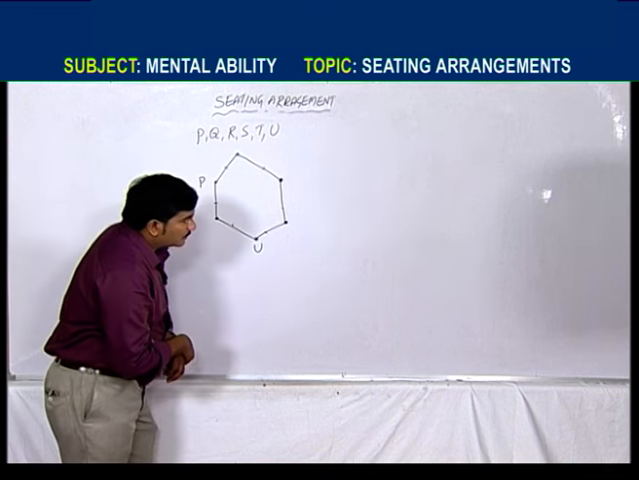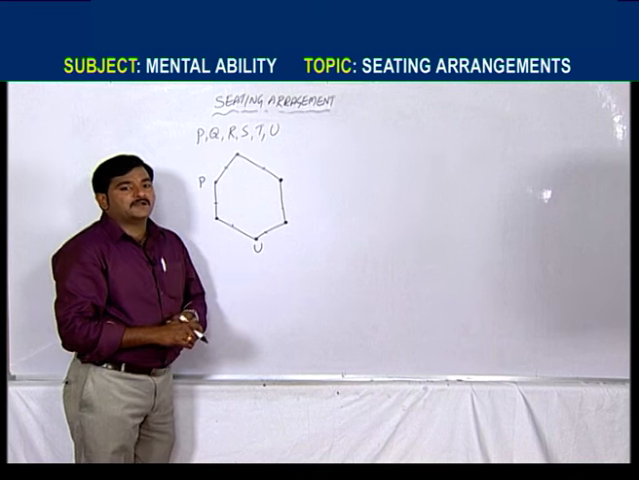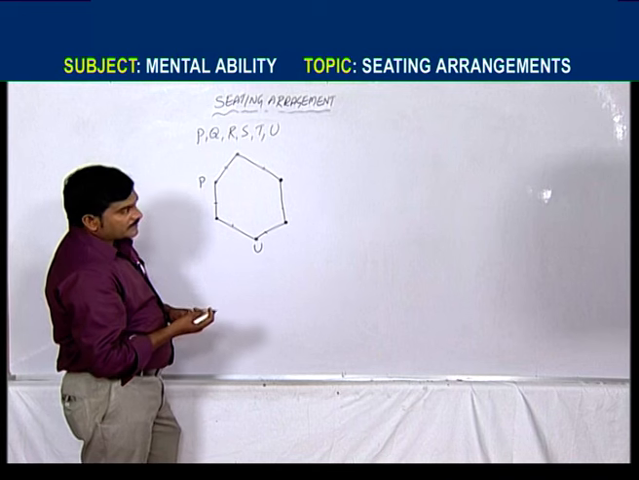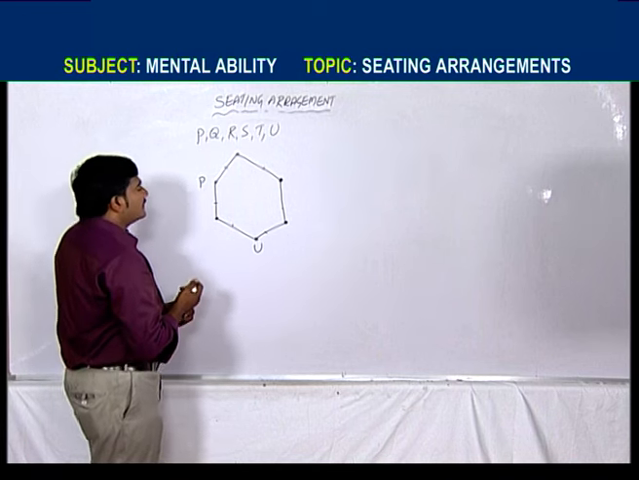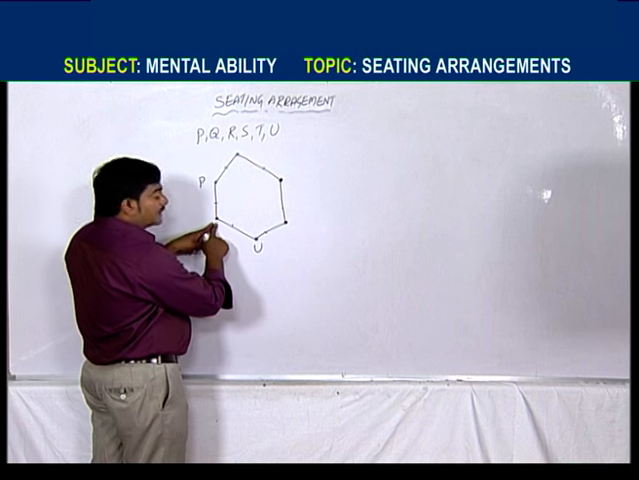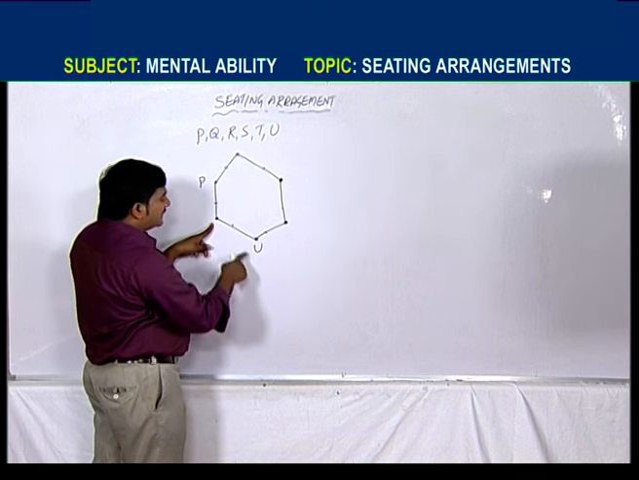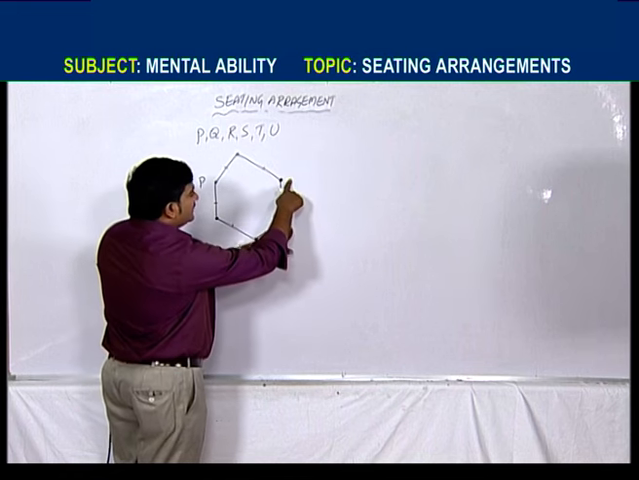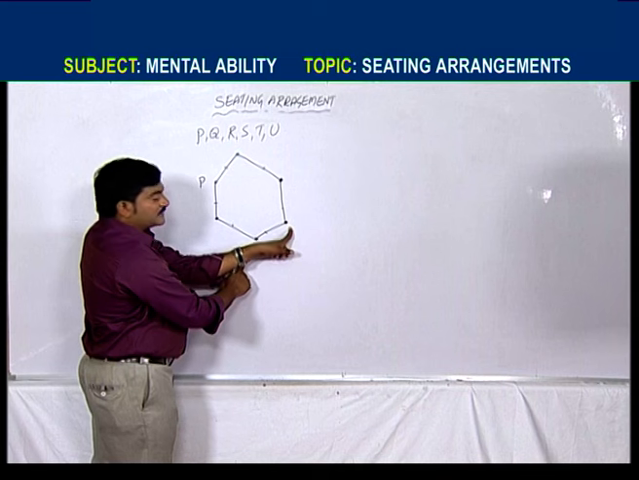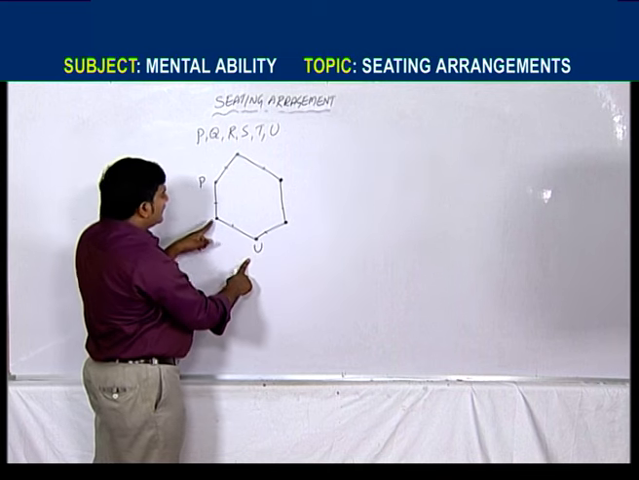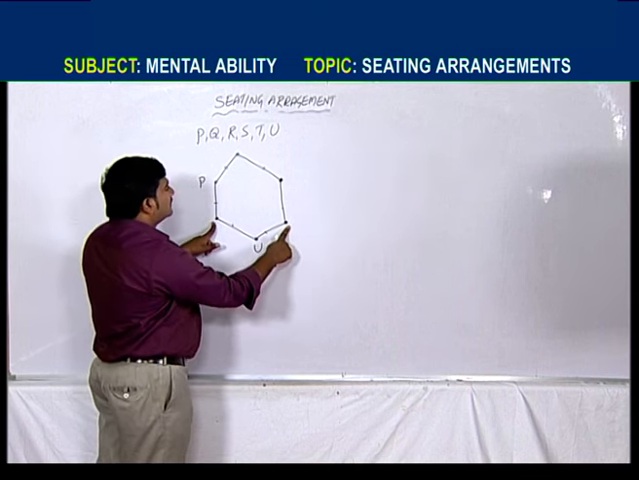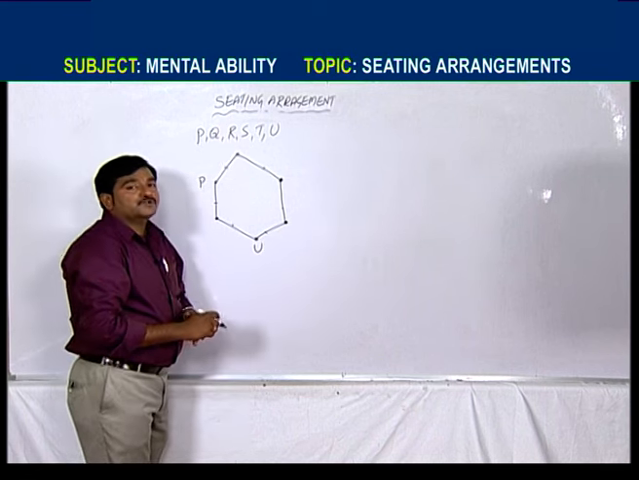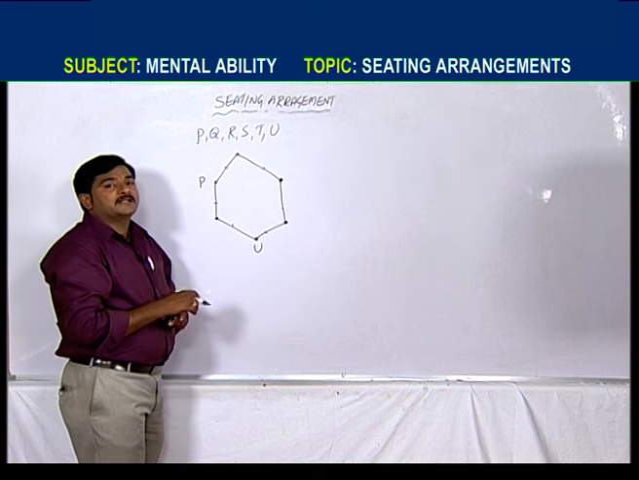Now, the next condition: Q is the neighbor of R and S. If I take Q here, is Q the neighbor of R and S? No. If I take Q here, will you get the neighbors R and S? You may take R or S here, but what about here? This place is already filled. So at these corners, Q should not sit, because Q is the neighbor of R and S.